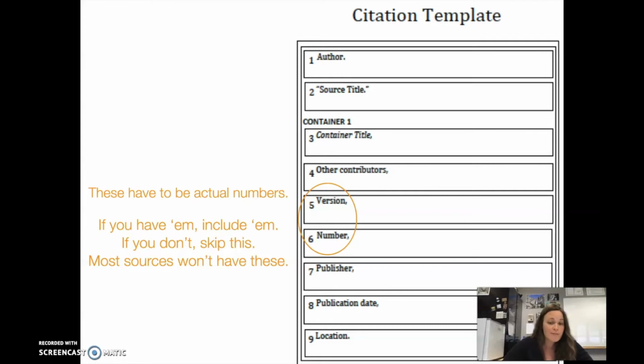If you don't have a version or a number, then skip this. Most sources won't have these. This is most common with anthologies, and especially if you're dealing with a website, you're probably not going to have these. Okay, so you just skip them. If you do have them though, you end with a comma.